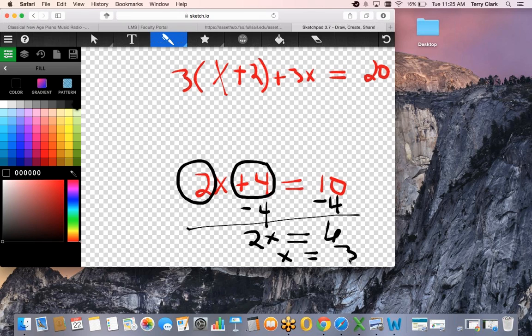Okay. Now the first one is a lot different because you can combine things. You can use the distributive property right here to combine and release the parentheses. And that's going to give you 3x plus 6 plus 3x here plus 20. And then you can combine some more. You can take 3x and 3x will give you 6x plus 6.